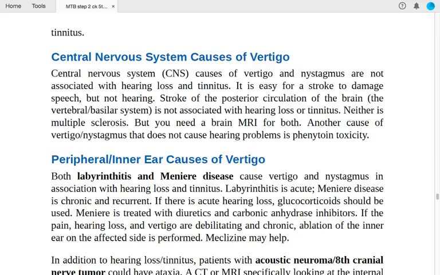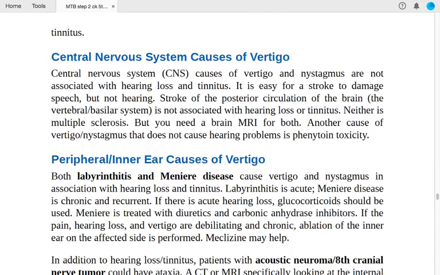Another cause of vertigo and nystagmus that does not cause hearing problem is phenytoin toxicity. So that's another cause of vertigo and nystagmus that does not cause hearing problem. That is actually phenytoin toxicity. In phenytoin toxicity, there is no hearing loss, but there is vertigo and there is nystagmus.